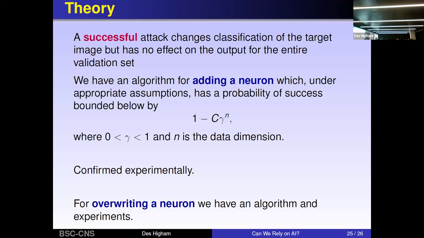If you want to rewire the neuron, so go in and just change the number, then this does work in practice. We don't have the corresponding theory for that version of the algorithm, but we do have success in practice for that.